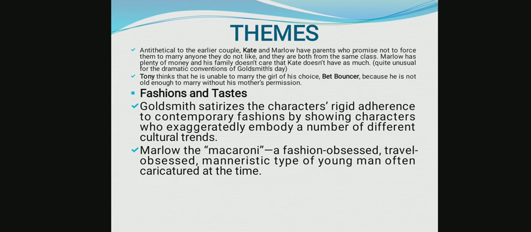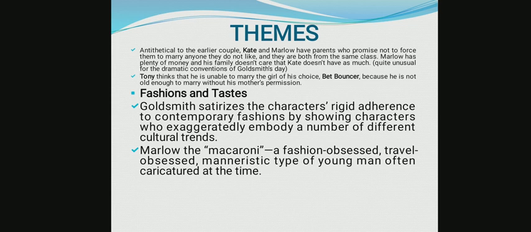Now, completely opposite to this, Kate and Marlowe have parents who promise not to force them to marry anyone they do not like. That is the same case whether it is Sir Charles Marlowe or Mr. Hardcastle, that they never force their children to get married to a person. They say it is completely your choice. So this is quite way before the age. You can consider that kind of attitude by Marlowe and Mr. Hardcastle as way ahead of the times, you can call that.